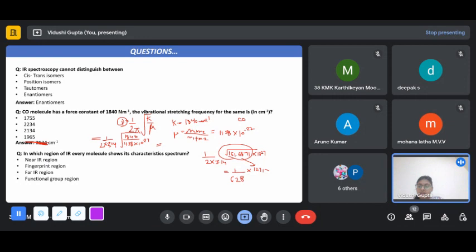Now the next question. In which region of IR does every molecule show its characteristic spectrum? Near IR, fingerprint, far IR, or functional group. So what will be the answer?